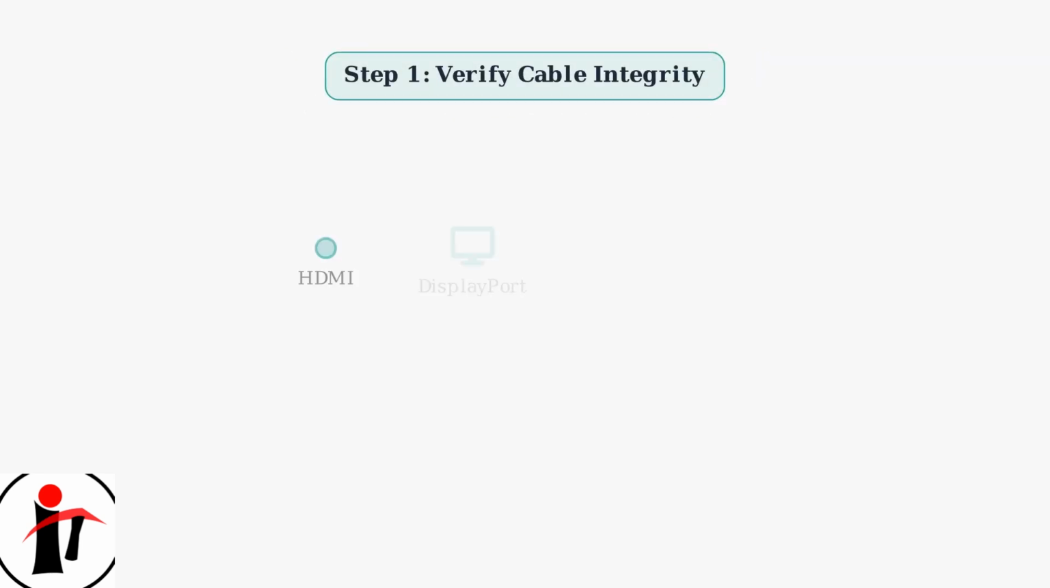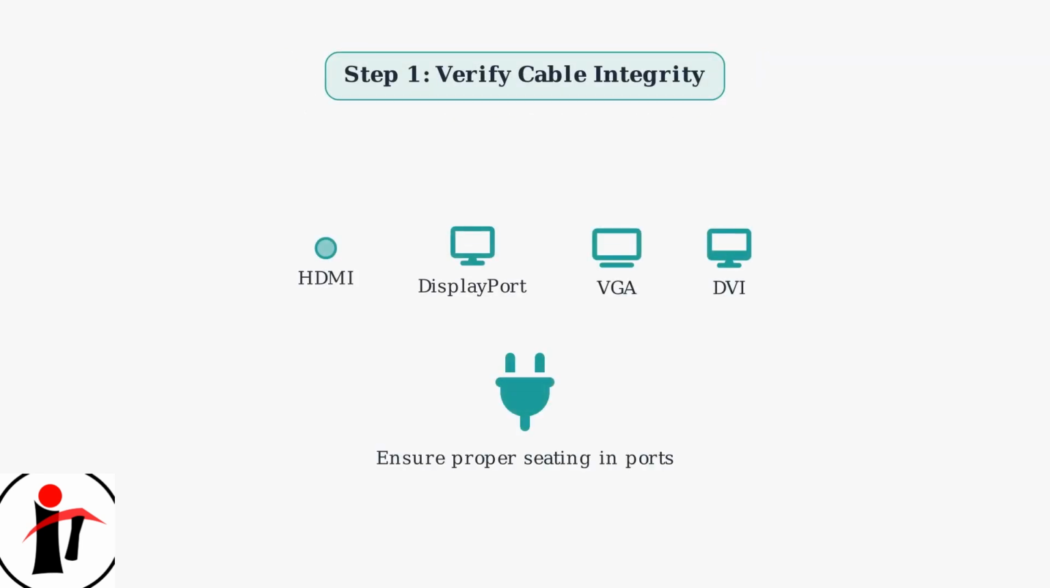Step 1. Verify cable integrity. Start by testing with a known working cable. Check for any physical damage like bent connectors or frayed wires, and ensure the cable is properly seated in both the monitor and computer ports.